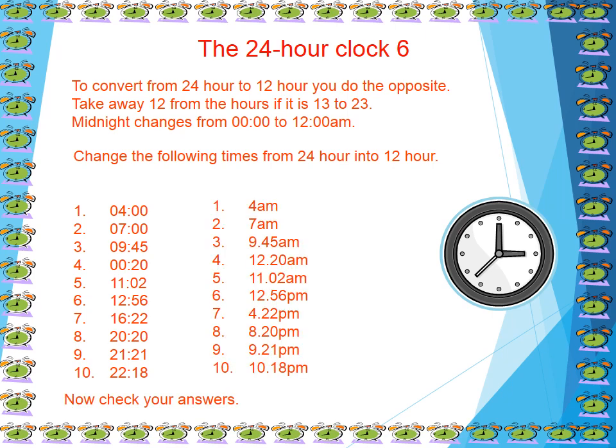Now check your answers. 4 is the same, 4. But look at number 5. It's 11, 12. It's the same. Look at number 7. It's 16:22. It's between 13 and 23. So what do we have to do? We have to take away from 16 how much? 12. So 16 minus 12 equals 4:22 p.m. 20 minus 12 equals how much? 8. 21 minus 12 equals 9. 22 minus 12 equals 10.